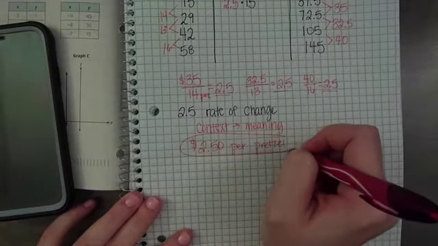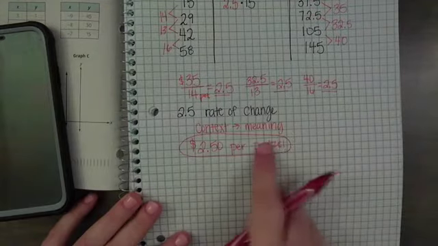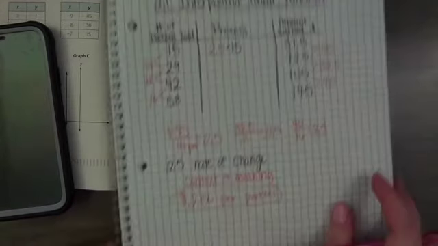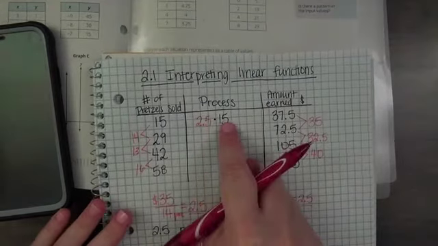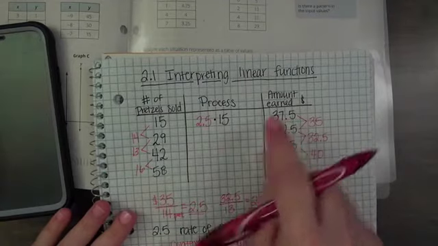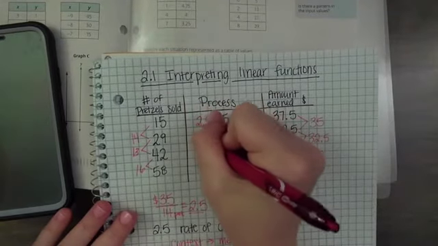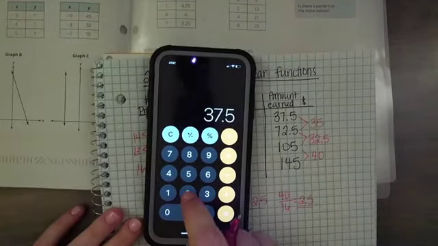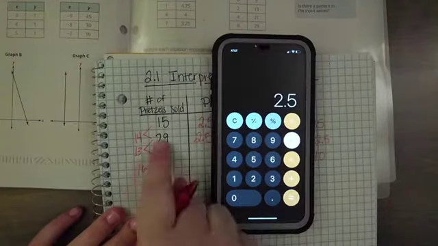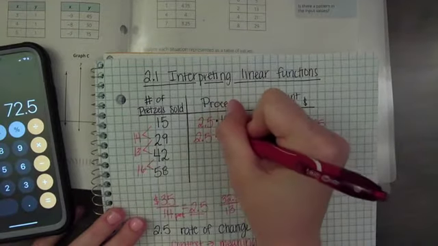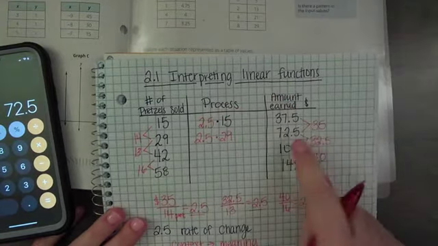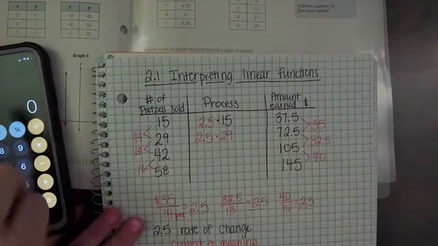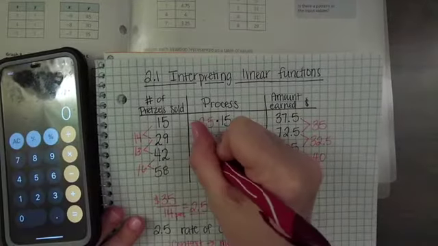So anytime you see something talking about context, it's just what is the meaning of that number. So the 2.50 times 15 gives you this. So let's check the next one. 2.5 times 29 pretzels should be $72.50. So that's correct.